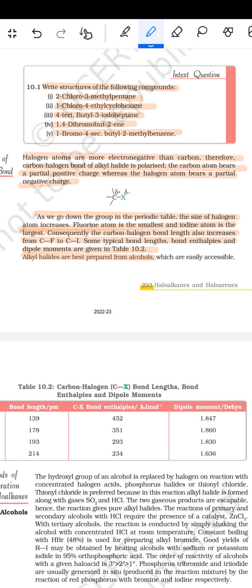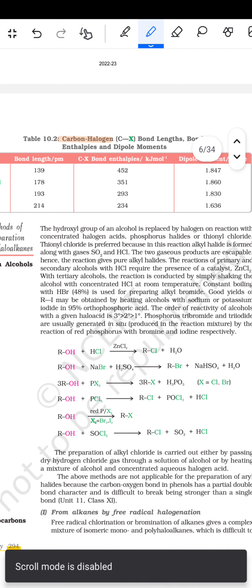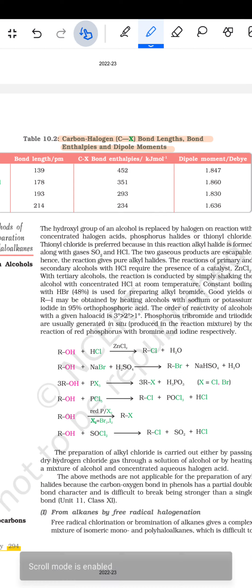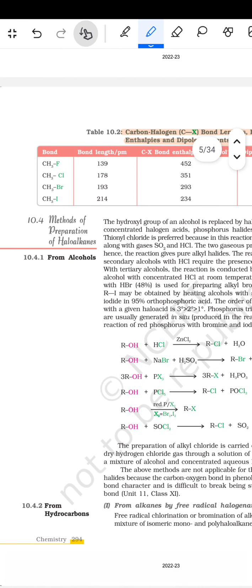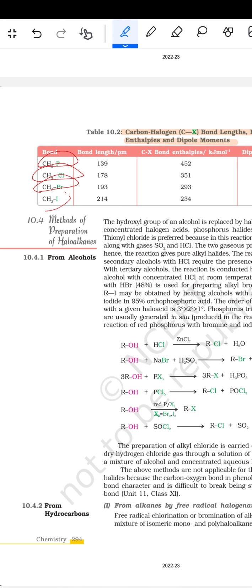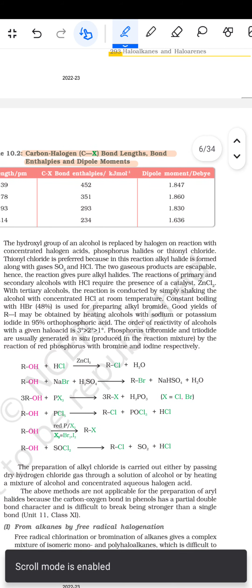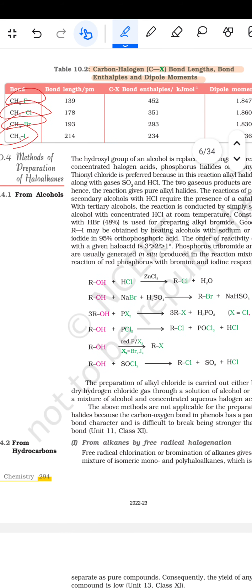Alkyl halides are best prepared from alcohols, which are easily accessible. Now the common carbon-halogen bond length, bond enthalpy and dipole moment. So here are given CH3F, CH3Cl, then CH3Br and CH3I. Here the bond length in pm, bond enthalpy in kJ per mol and dipole moment in debye are given.